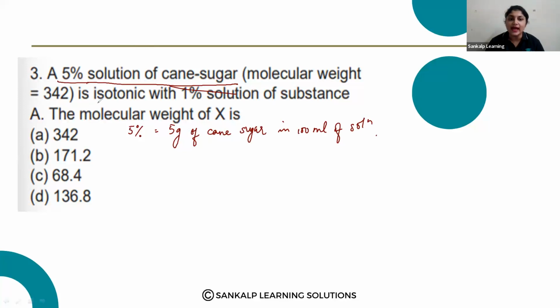Okay, now it is isotonic. What do you mean by isotonic? Can anyone tell me what you mean by isotonic?